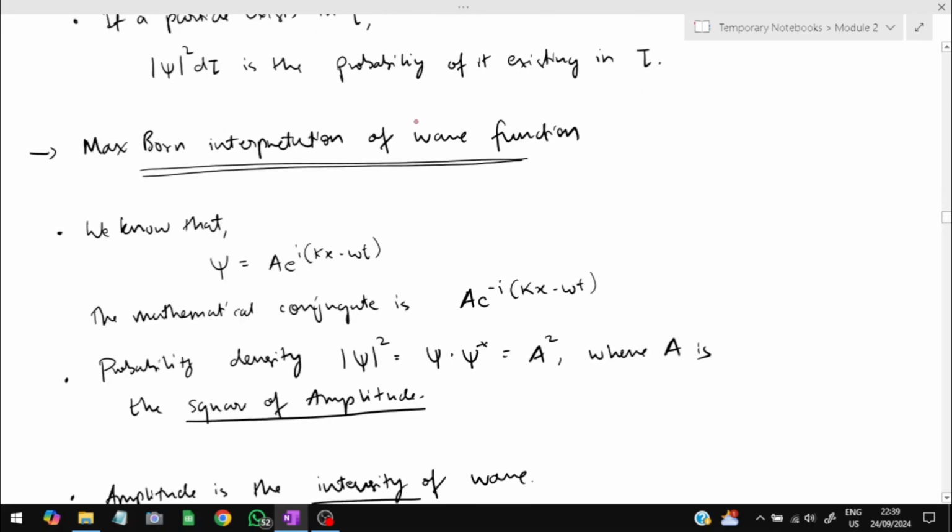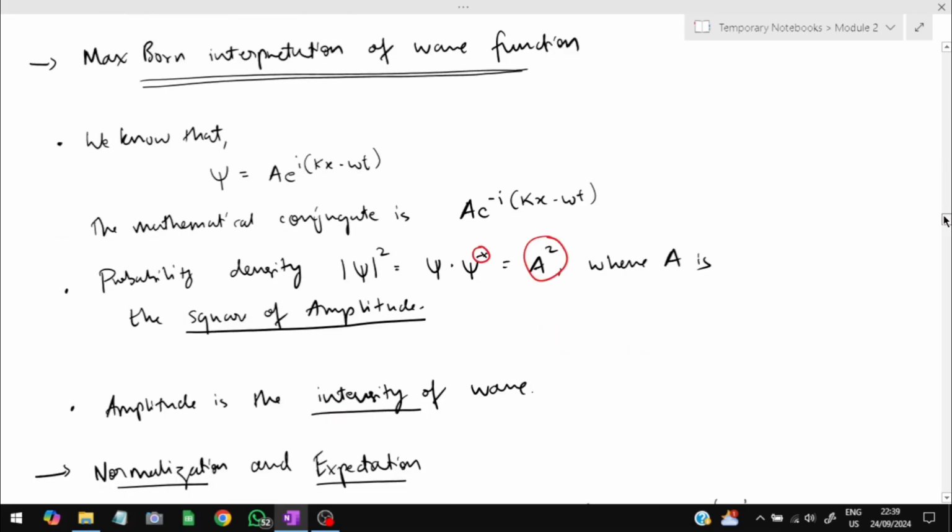Next we have a very important question from the exam point of view: Max Born's interpretation of wave function. What Max Born says is that the A present here is called the amplitude, that is, the intensity of the wave, how intense the wave is. It is obtained as the wave function times its conjugate, that is A square, where A is the amplitude. That's all you need to write in Max Born's interpretation of wave function.